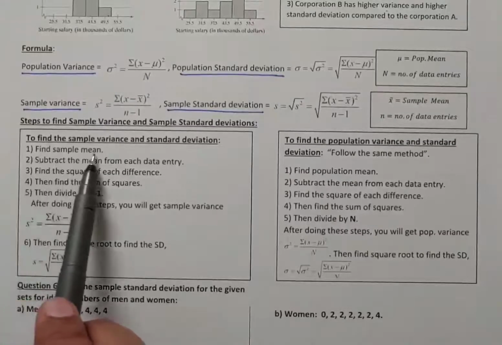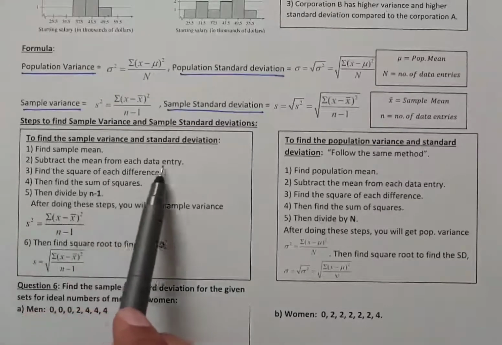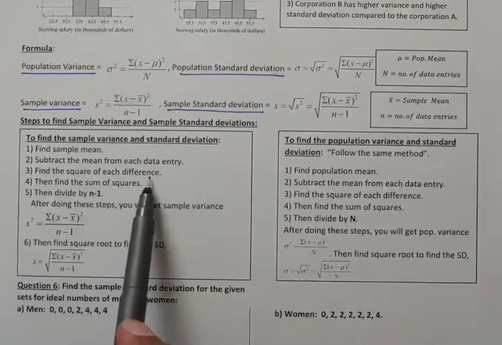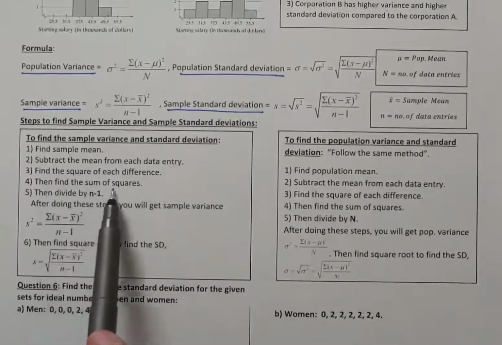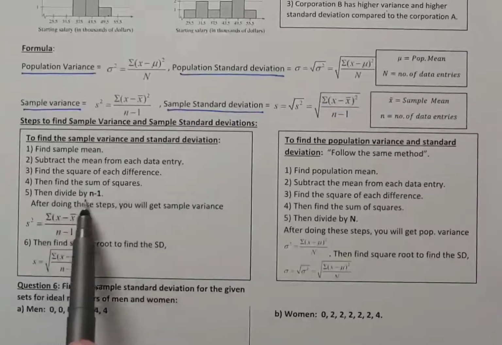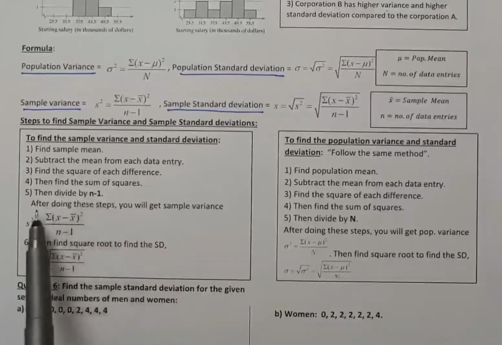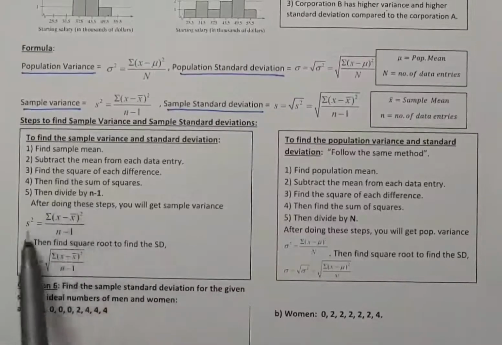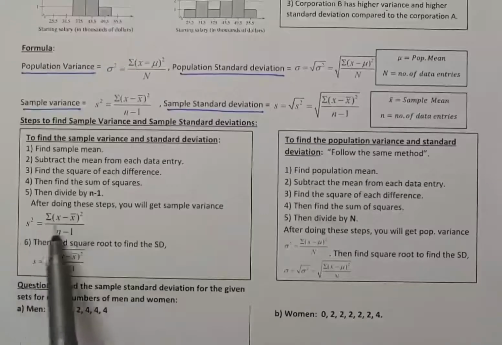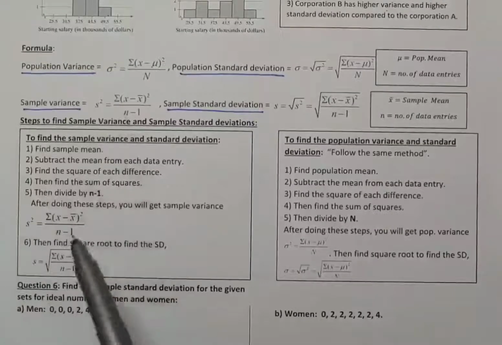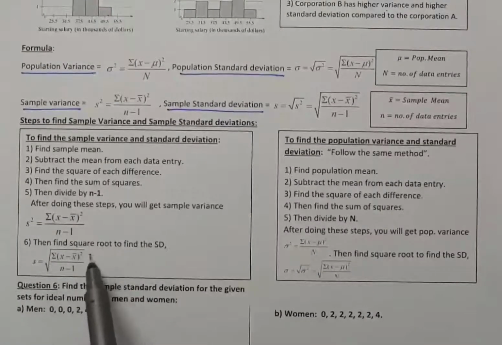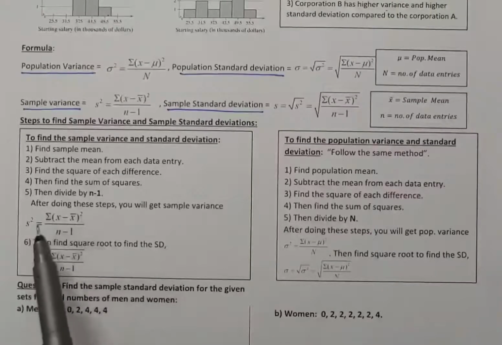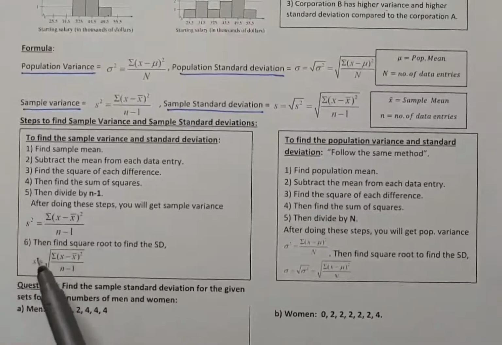So we find the sample mean, subtract the mean from each data entry, find the square of each difference, find the sum of the squares, then divide by n minus 1. After these steps, you get the sample variance, which is this formula. Then you find the square root to get the standard deviation. So we have 6 steps to do.